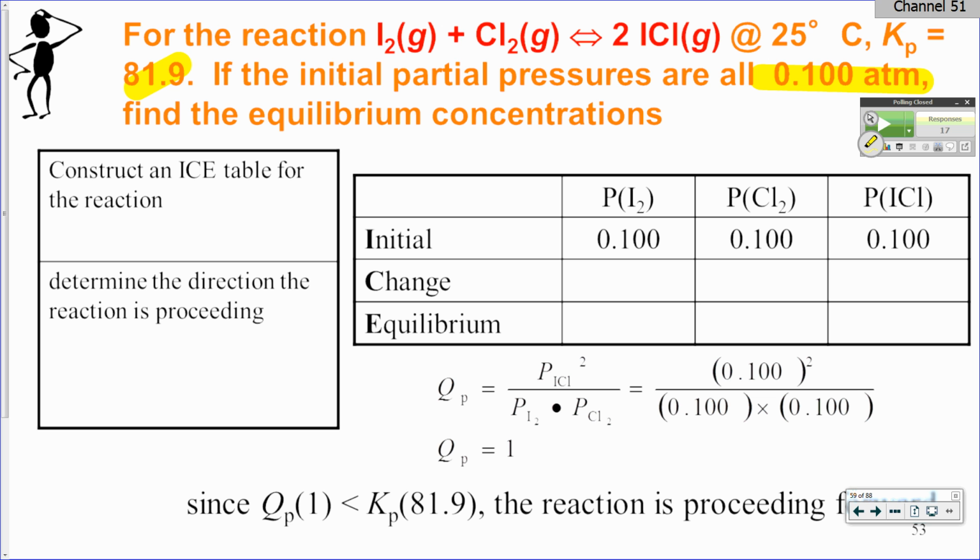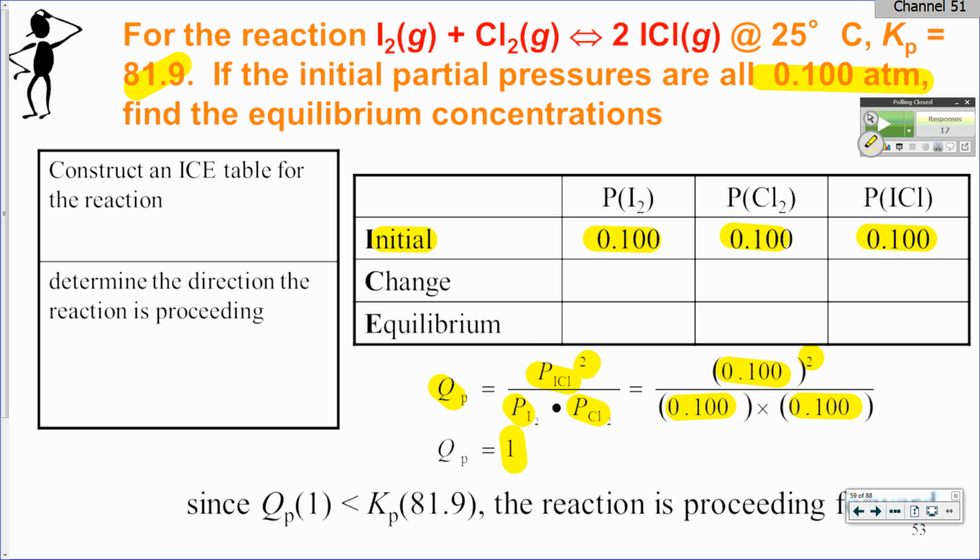All right, so if I think of my ICE table, there is 0.1 of everything. First thing I need to do is figure out, is the reaction going to go forwards as written or is it reverse as written? So I'm going to figure out what is the Q. Q is products over reactants. So the partial pressure of the ICl squared divided by the partial pressures of the I2 and the Cl2. Well, everything's 0.1, so 0.1 squared divided by 0.1 and 0.1. Q is just simply equal to 1.